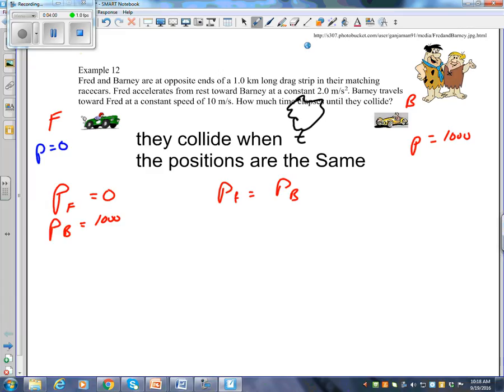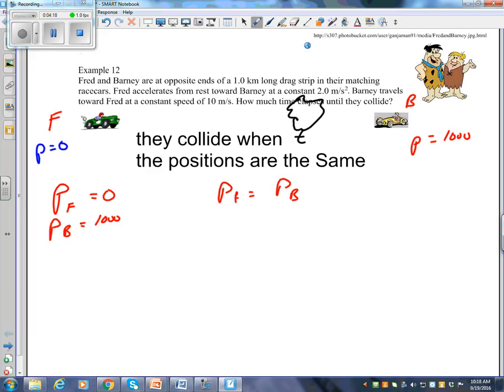Well, I mean, remember this is a sample, right? So I'm telling you that. How much time elapses until they collide? They have to be in the same place when they collide, don't they, Renee? You might not think of it ahead of time, but do you understand it? Yeah, so you're good. Okay.